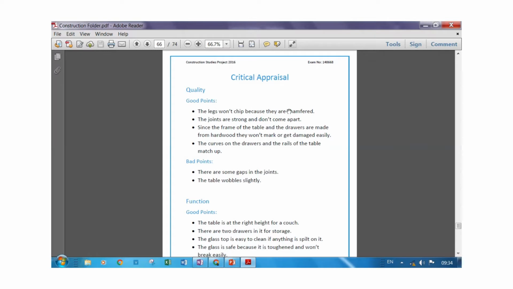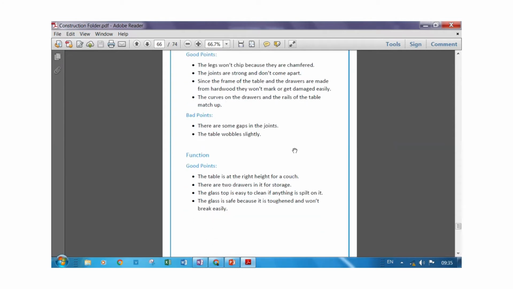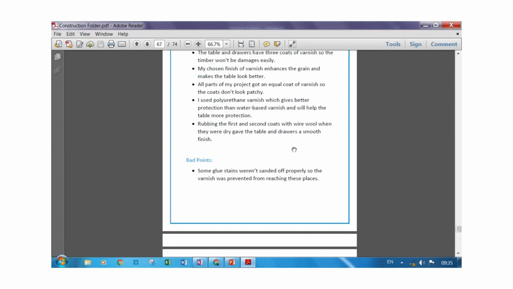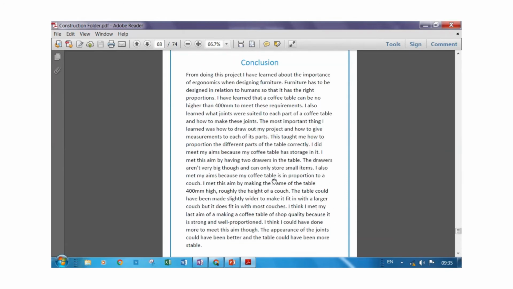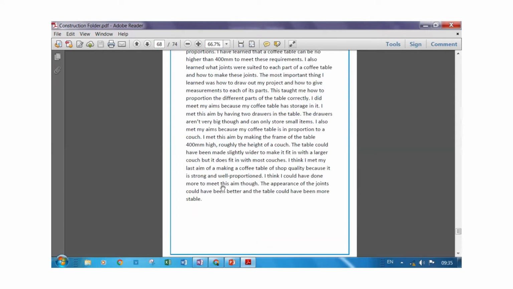So every piece of information you're putting down is a factual piece of information. Okay. And it's a lot easier way to get top marks. Now, if we look then at the conclusion, the conclusion is basically what you learned and also your 3 aims. And that's the finish of your project then.